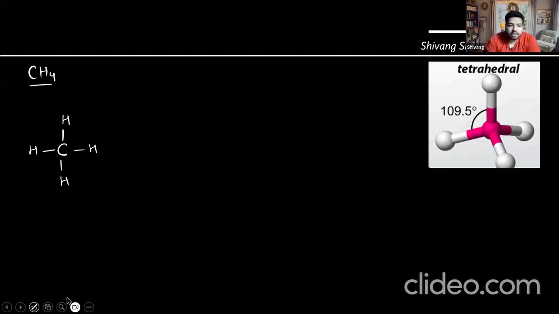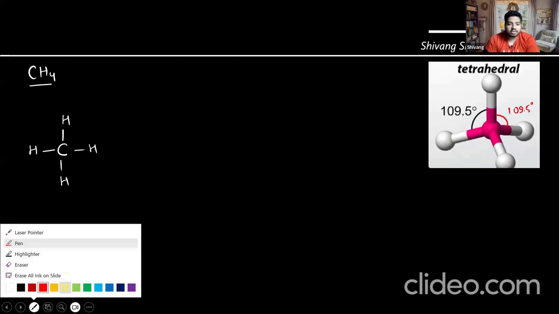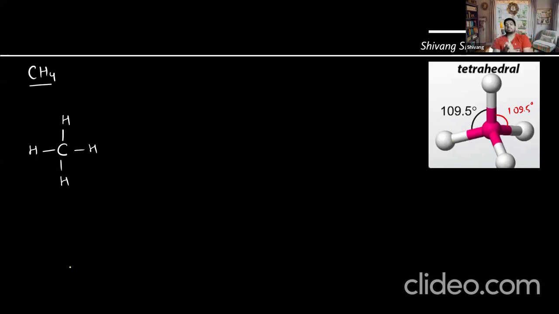Now some students think, can't we draw it like 90 degrees, just like we did 120s here for three bonds? No, because there's a better method of doing it. The better method is making it a tetrahedral so that every angle is 109.5 degrees. That is more separation, more distance between the bonds, so they repel less. There is less repulsion.